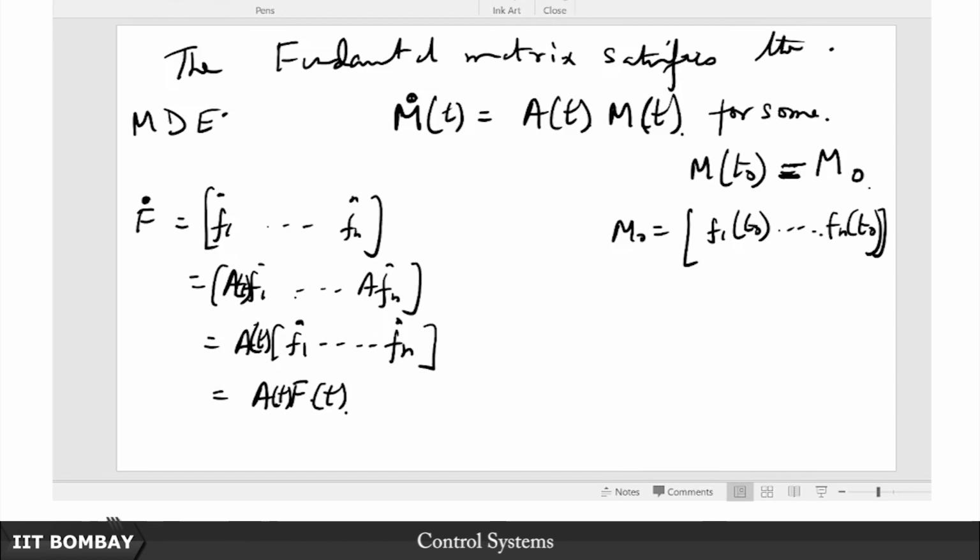Remember, this is not the same state equation, this is the matrix differential equation now. So this M is now an n cross n matrix, as is this M dot. This is what the fundamental matrix is all about. In the next lecture we shall carry on this discussion a bit forward, and we shall see how this fundamental matrix is related to a very important matrix called the state transition matrix, which will then allow us to establish the connection between the state transition matrix and the matrix exponential that we have been studying thus far for linear time invariant systems.